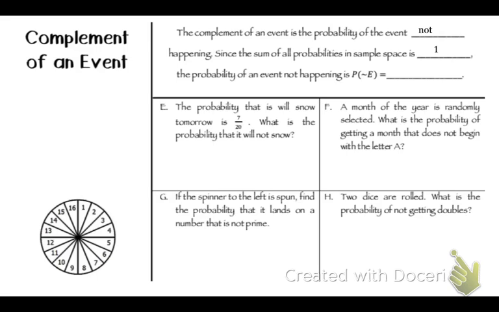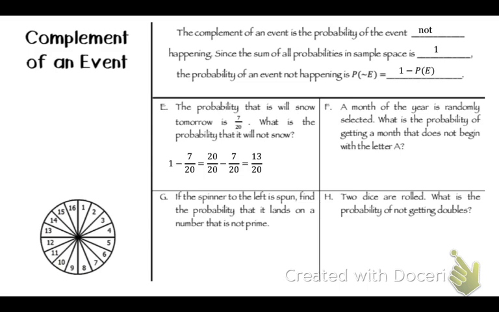So the probability of the event not happening, whatever you want it to be, is just 1 minus whatever that event might be. So if we look at this one, the probability that it will snow tomorrow is 7/20. What's the probability that it will not snow? Well, the probability it will snow is 7/20, so we're just going to take 1 minus 7/20, which is 20/20 minus 7/20, so 13/20.